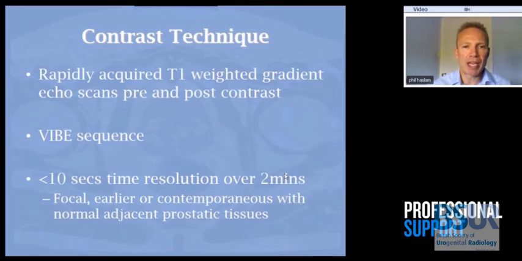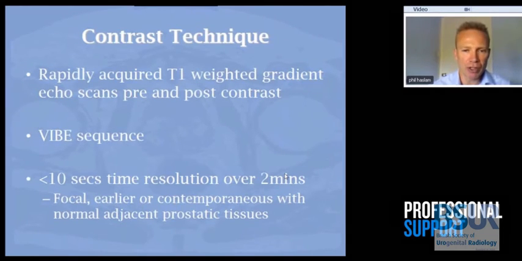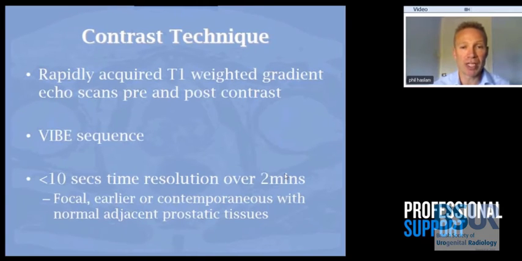So we do rapidly acquired T1 weighted gradient echo scans. It's important you do the pre-contrast scan to compare with the post-contrast, and indeed you can subtract one from the other. Now this becomes useful when you've got an area of hemorrhage, which can be high signal on the T1 weighted scan. And if you then get enhancement in there and you subtract it, you'll be able to pick that up. But it's actually very difficult if you don't subtract.